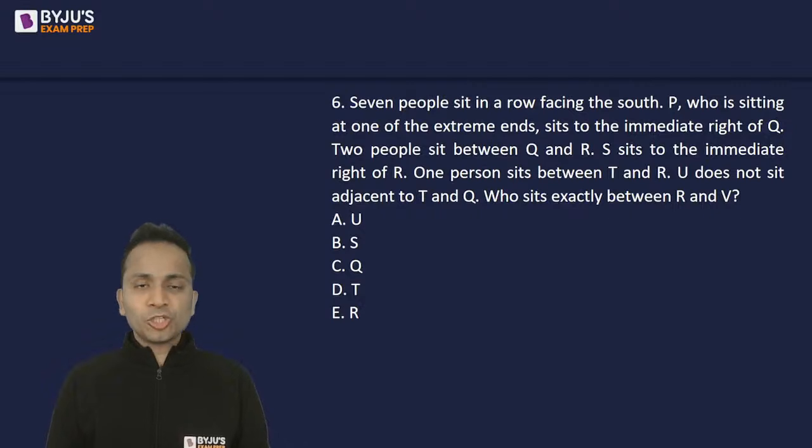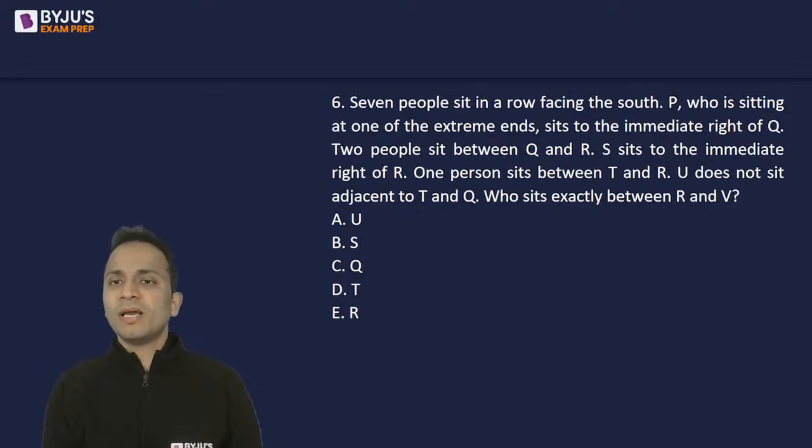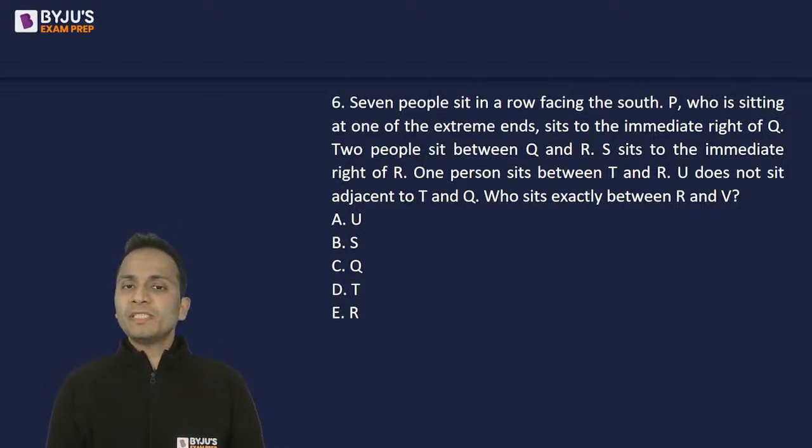Okay. Next question, question number 6 on your screen. 7 people sit in a row facing south. P, who is sitting at one of the extreme ends, sits to the immediate right of Q. Two people sit between Q and R. S sits to the immediate right of R. One person sits between T and R. U does not sit adjacent to T and Q. Who sits exactly between R and V?